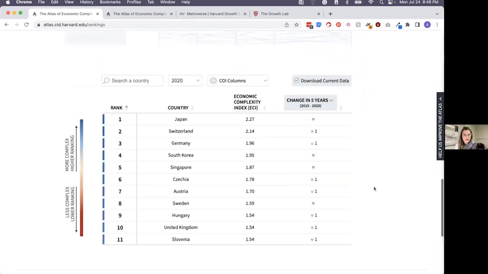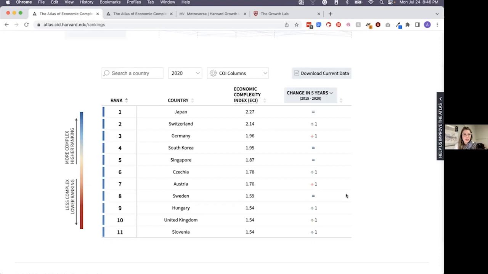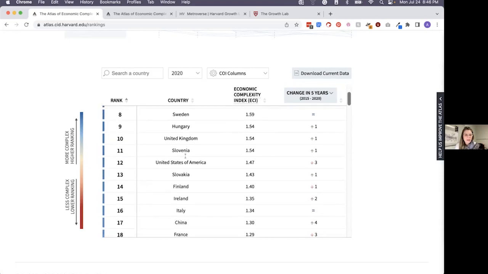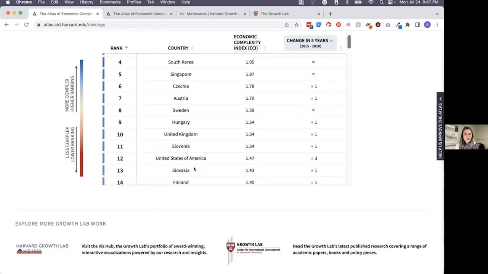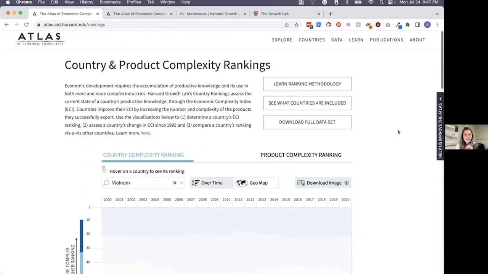And then finally, for those of you who like tables, plain and simple, we serve up the ECI index as a table down here, which can be sorted either by year or filtered by year and sorted by rank. Okay, so in our ranking, Japan is at the top as the most complex country in our ranking, followed by Switzerland and Germany, all the way down to the bottom where we see some of these smaller economies, Angola, Liberia, and so on. Okay, so that's a lot of information to cover in a short period of time.